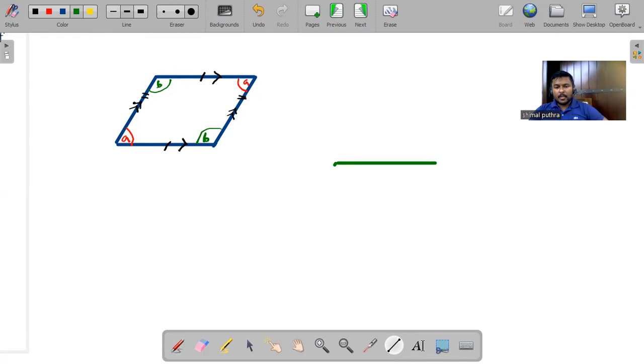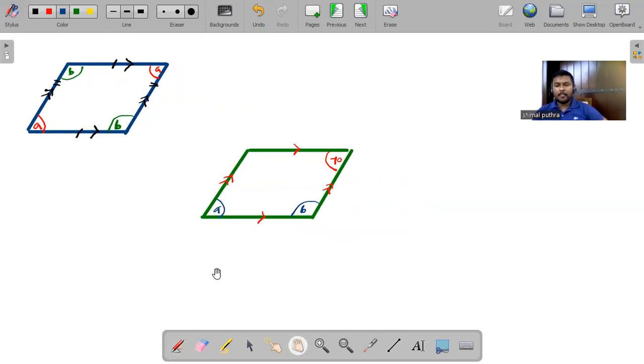Let's take an example. There is a parallelogram. It is given that this is 70. I need to find A and I need to find B. Please help me to find A and B. Please pause the video and find A and B.